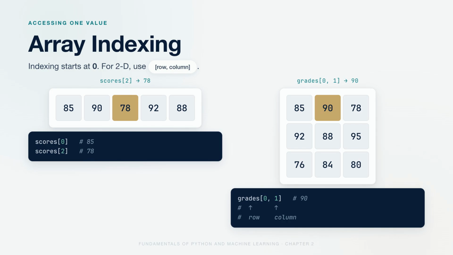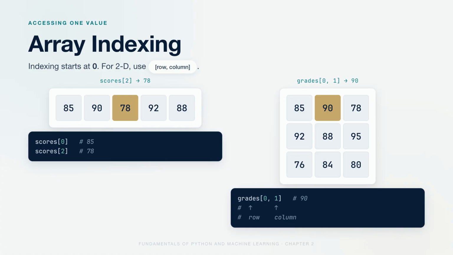So if we have scores equal to np.array 85, 90, 78, 92, 88, scores[0] returns 85. If we want the third one, we use scores[2]. This returns 78. For a two-dimensional array, we need to specify both the row and the column. So an np.array of 3 different rows. To access the value in the first row and the second column, we use grades[0, 1]. And this will return 90 in this case.